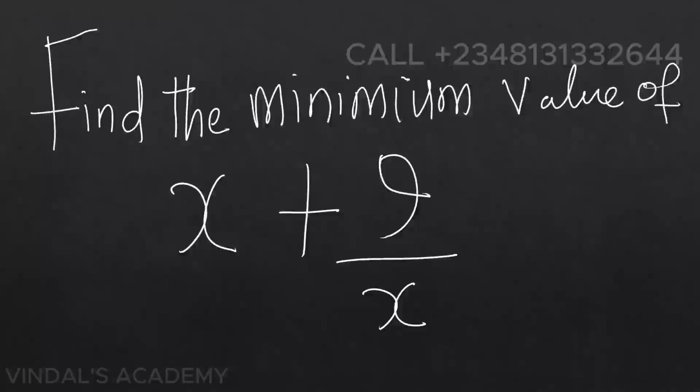So we have: find the minimum value of x plus 9 over x. Now, this may look very difficult at first, but if you understand the principle behind this, it will be easier.